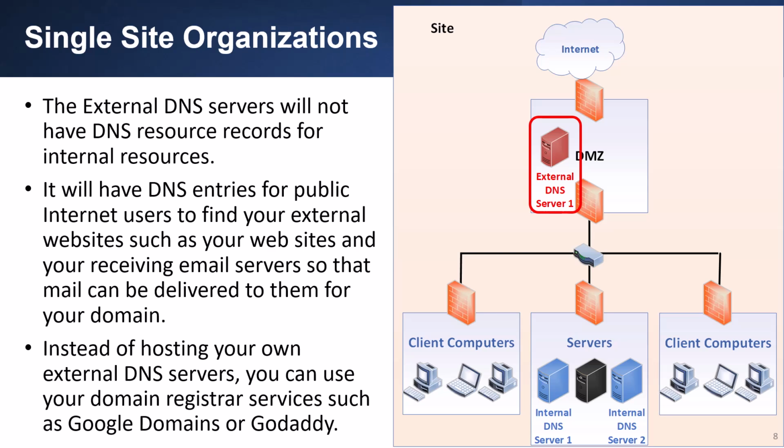The external DNS servers will not have DNS resource records for internal resources. They will have DNS entries for public Internet users to find your external websites and your receiving email servers, so that mail can be delivered to them for your domain. Instead of hosting your own external DNS servers, you can use your domain registry services such as Google Domains or GoDaddy.